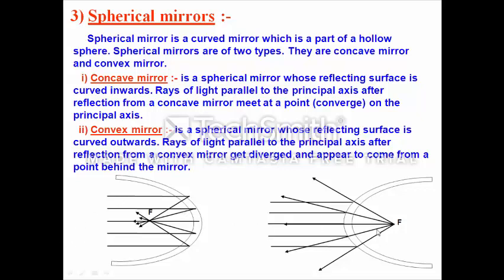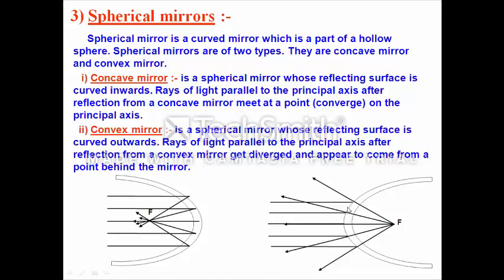On the other hand, we are talking about the convex mirror. It is also a part of a hollow sphere, and its reflecting surface is curved outwards. In the case of a concave mirror, the outer side is polished, so the inner surface acts like a reflecting surface. But in the case of a convex mirror, the inner side is polished, so the outer side acts like a reflecting surface.